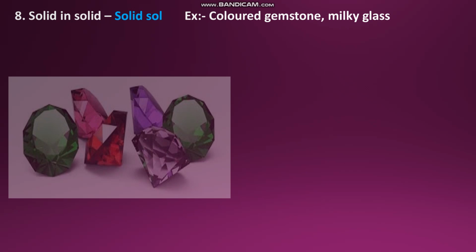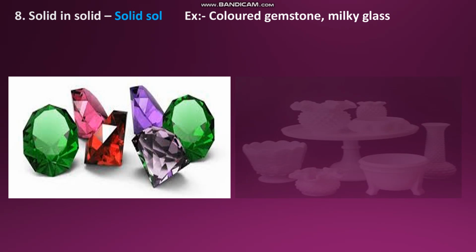Next type of colloid is solid in solid. Both are in solid state. Dispersed phase and dispersion medium both are in solid state. They are called solid sol. Examples: colored gemstone, milky glass.